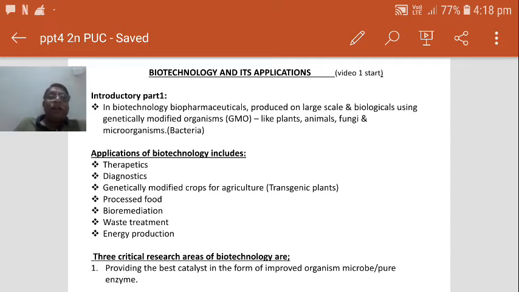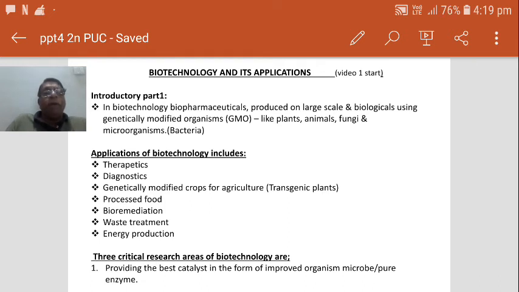Then, genetically modified crops for agriculture. Genetically modified crops means these are the crops whose genes are manipulated or altered. These plants are called transgenic plants. The plants which contain transgenes are called transgenic plants.